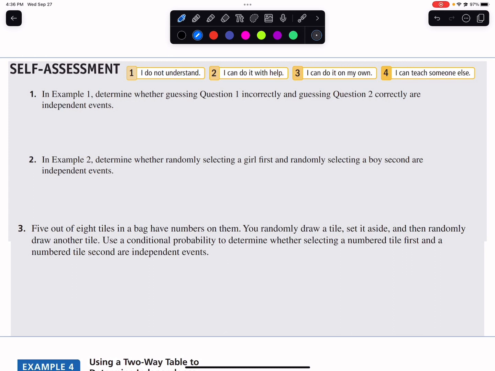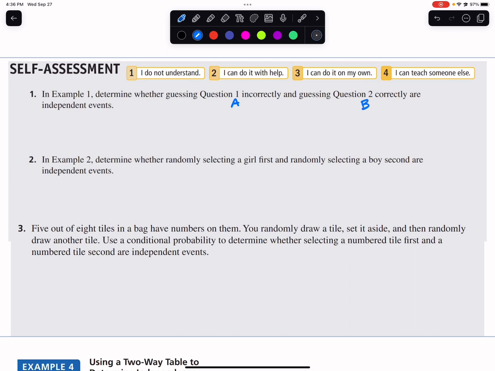So for number 1, in example 1, determine whether guessing question 1 incorrectly and guessing question 2 correctly are independent events. So this will be A, this will be B. You can use either method. If you want to use the conditional probability, you can. If you want to use just the probability, you can. I'm going to do both. So for problem 1, I'll do probability.